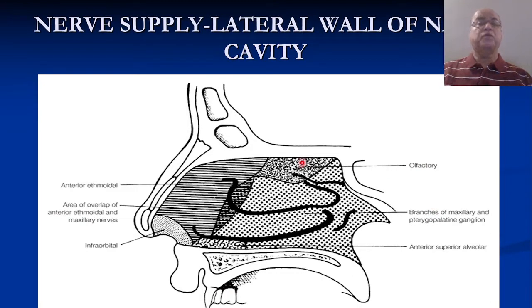Nerve supply is from the olfactory nerve, then anterior ethmoidal nerve and some other nerves. You can check it out from the book also. So they supply there.